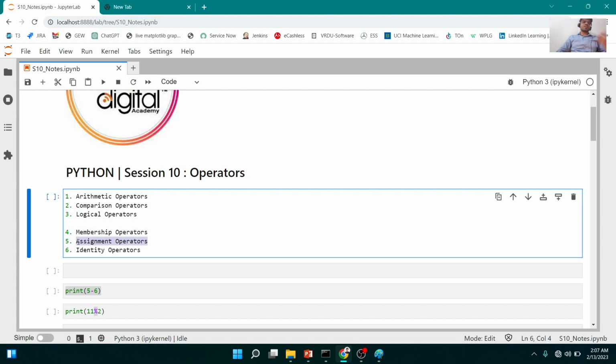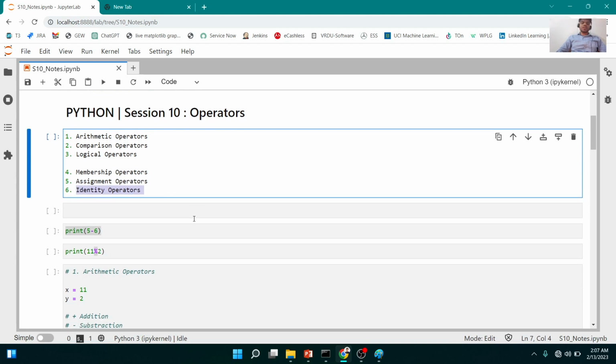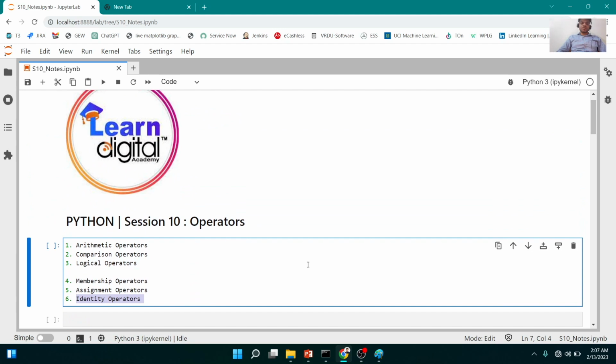Assignment operator is nothing but assigning the values, and identity is nothing but checking whether both variables are the same. Okay, so thank you guys. That was all about operators as a concept in Python.